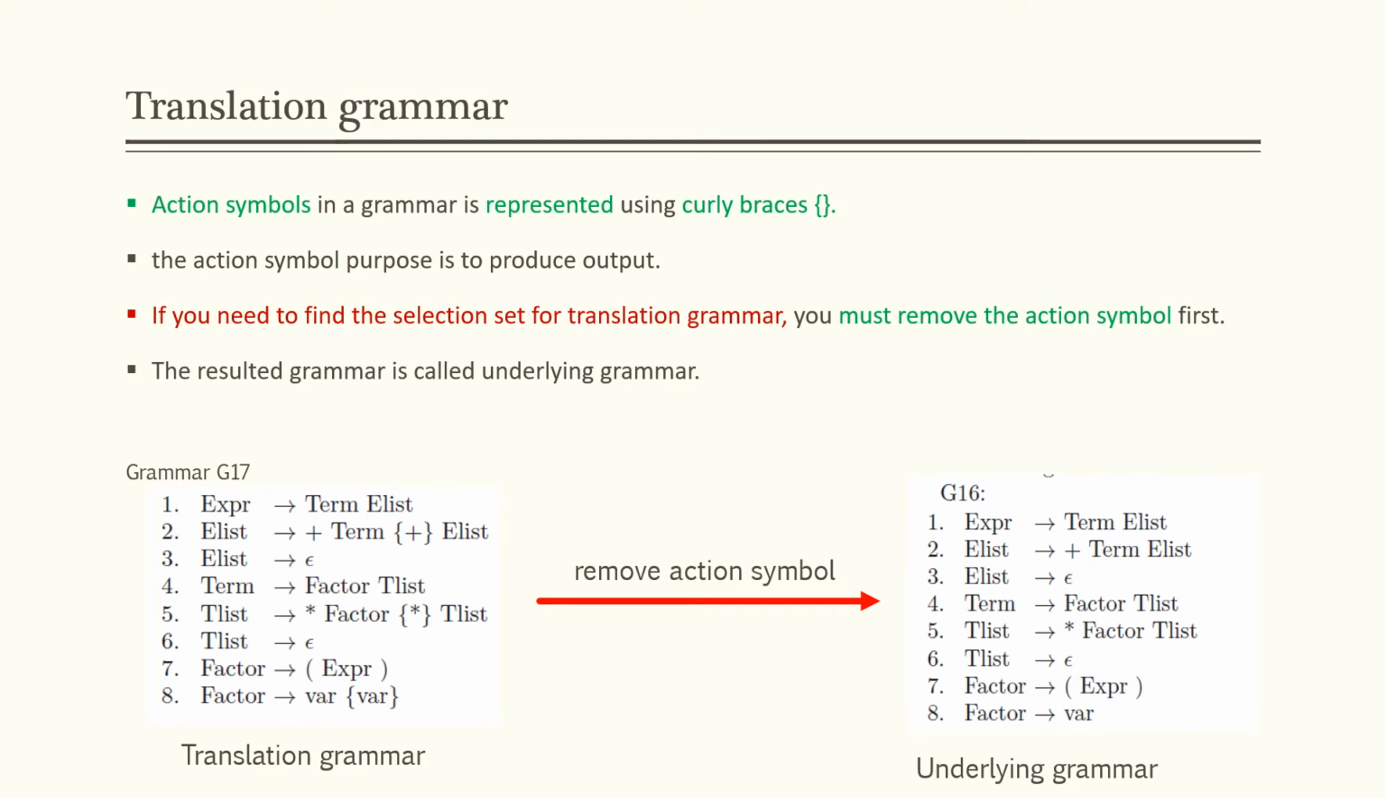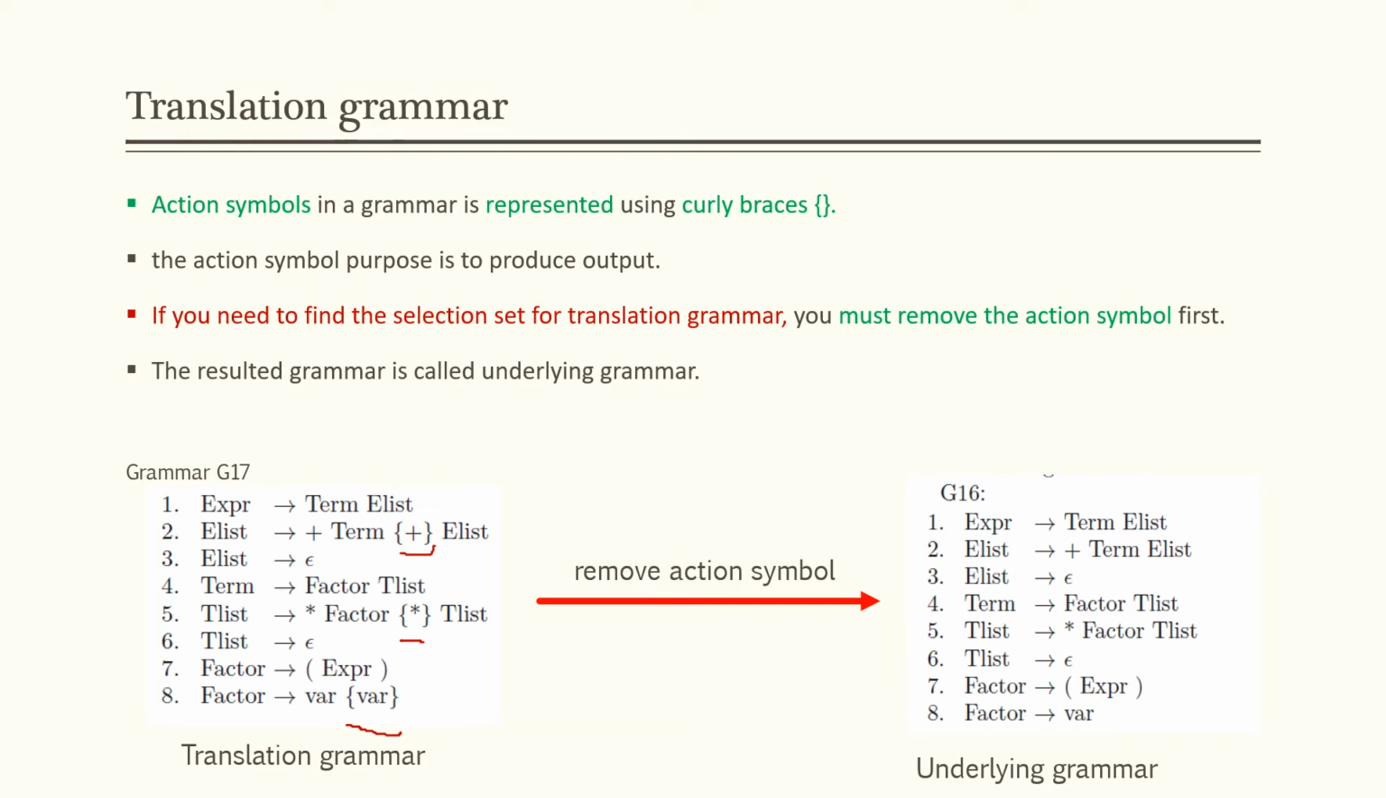So how do you know which one is an action symbol? An action symbol is indicated or represented using curly braces. If you look into grammar G17 here, if you look into rule number 2, there is one that I underlined here which is an action symbol, and then another one in rule number 5, and another one in rule number 8. Okay, so that is an action symbol. It's an output of the program. Okay, when you want to find a selection set, you need to remove it, delete it from this grammar.